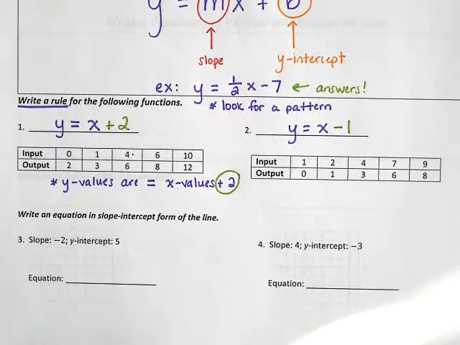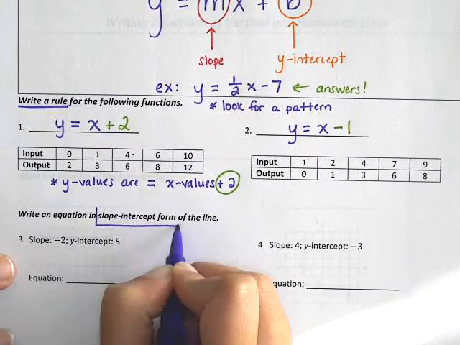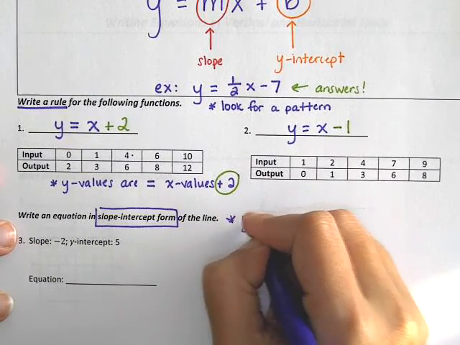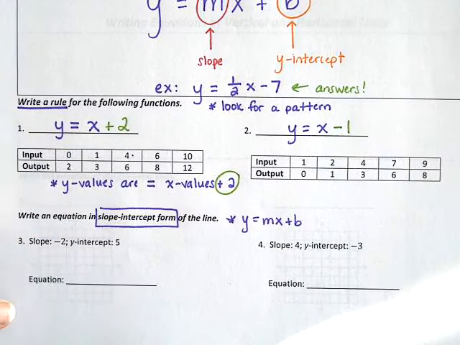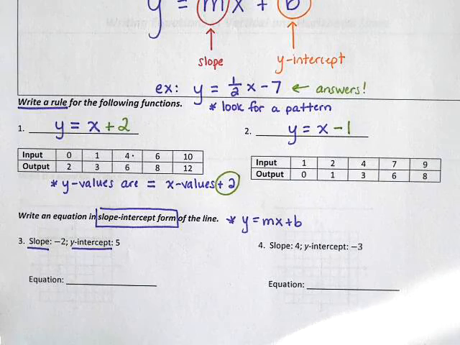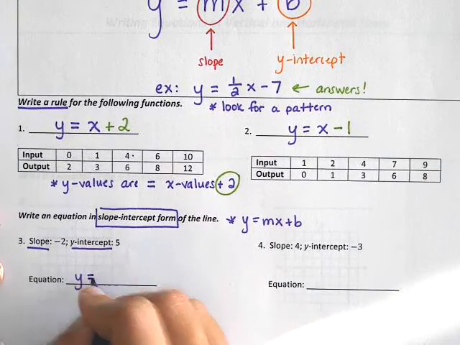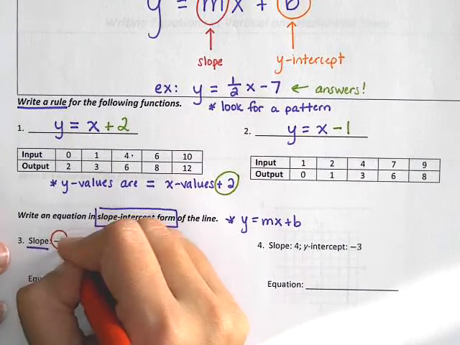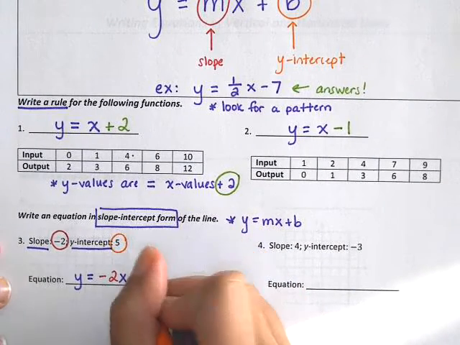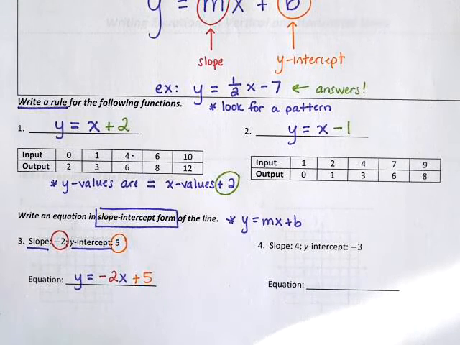In problems 3 and 4, the directions specifically say, write the equations in slope-intercept form, which is my clue that all of my answers should look like this: y equals mx plus b. Now in problem 3, it specifically says the slope is -2 and the y-intercept is 5. So when I write my equation, slope is always the m, so that would go first, -2. x is always next, and my b, my y-intercept, would be a positive 5. So I just build an equation with those two numbers.